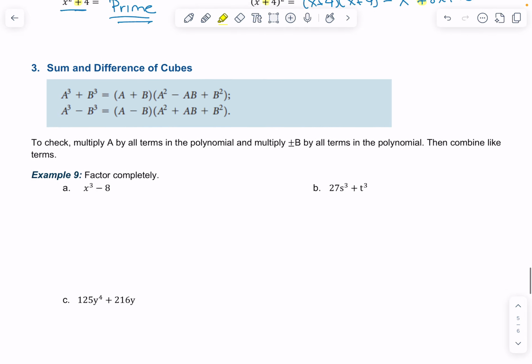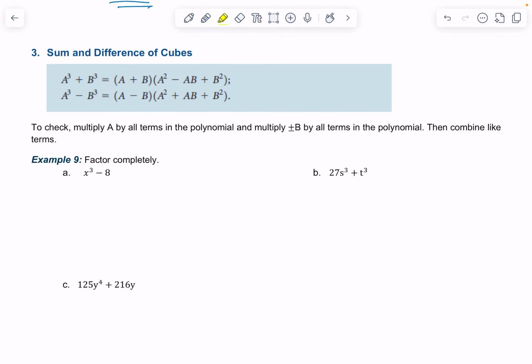One more thing, sum and difference of cubes. If I have an a cubed plus a b cubed or an a cubed minus a b cubed, what we see is for a cubed plus b cubed, we get an a plus b. Notice this matches this. And then times an a squared minus, notice that's the opposite, ab plus b squared. The rule for the other one is the same. The first term, a cubed minus b cubed equals a minus b, and then times an a squared plus, this time, an ab plus b squared.